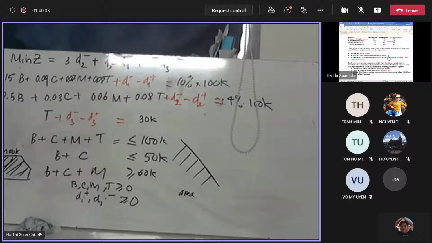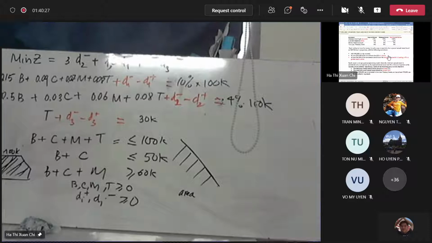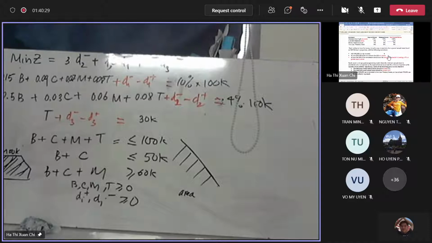So we study Global, we study Compromise, Goal Programming, and in today's lesson I'm teaching you De Novo. De Novo is one of the methods to solve multi-objective problems. But what is the difference between Goal Programming and De Novo? I will tell you.